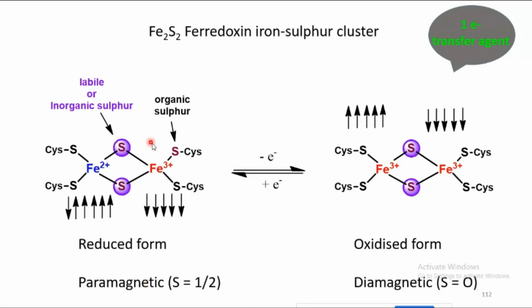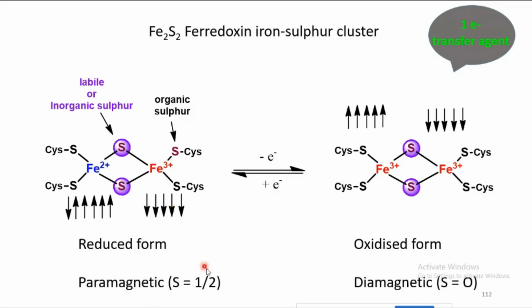Upon electron acceptance and electron transferring, what is happening? Even though it is a dinuclear iron center, it is acting as a one electron transferring agent. In the reduced form, only one iron center is in the +2 oxidation state and the remaining one is in the +3 oxidation state. How many unpaired electrons are there? The +3 high spin iron has 5 unpaired electrons, whereas the high spin iron 2 has 4 unpaired electrons, a total of 9 unpaired electrons.